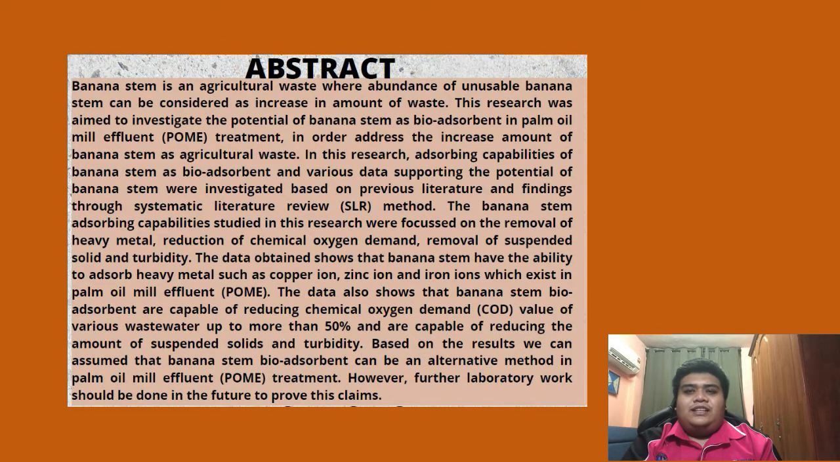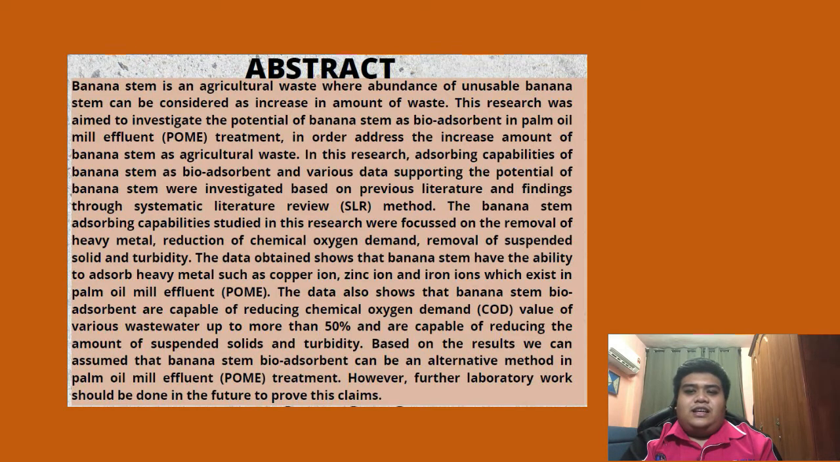Banana stem is an agricultural waste, where the abundance of unusable banana stem adds to the growing amount of agricultural waste. To address this, this research was conducted to investigate the potential of banana stem as a bioadsorbent in palm oil mill effluent (POME) treatment, so that banana stem agricultural waste can be used as an alternative treatment for palm oil mill effluent.